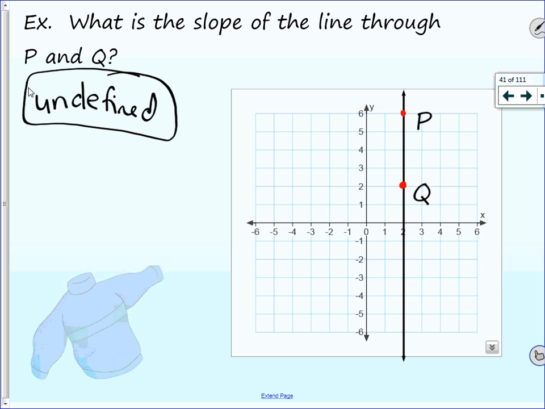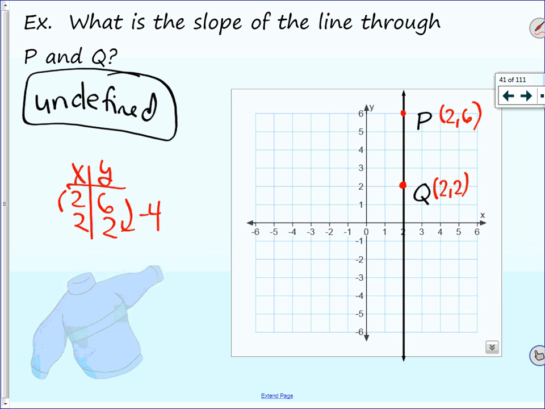But if you were to go through the process, let me show you why it's undefined. Who can tell me the coordinates of the point Q? DJ? 2, 2. And who can tell me the coordinates of the point P, Denise? 2, 6. So if we were to put these points in the table, the change in y is down 4. The change in x is how much? None. It's 0. So change in y over change in x is negative 4 divided by 0.